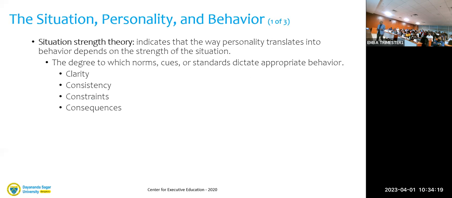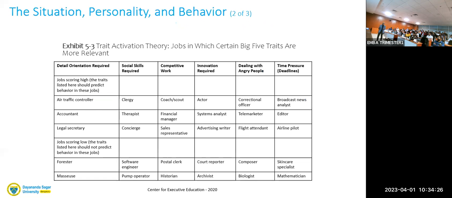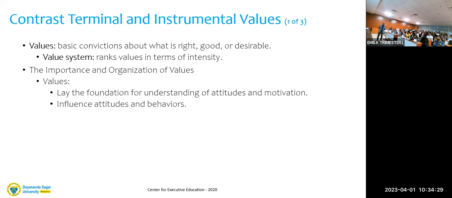Okay, so situation, okay, consequential. Values are basic convictions about what is right, good or desirable. Value systems rank values in terms of intensity. The importance of organizational values lays the foundation for understanding attitudes and motivation, and influences attitudes and behavior. So for example, the value system of, say, Infosys is what? Quality and integrity. And if you are a person who wants to give a bribe to every third fellow you meet, maybe that's not a place where you should be working. Please go and join an organization where they're happy to give bribes.